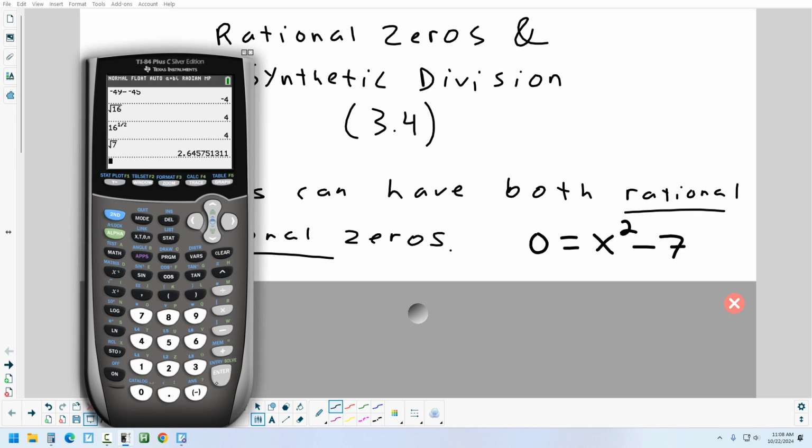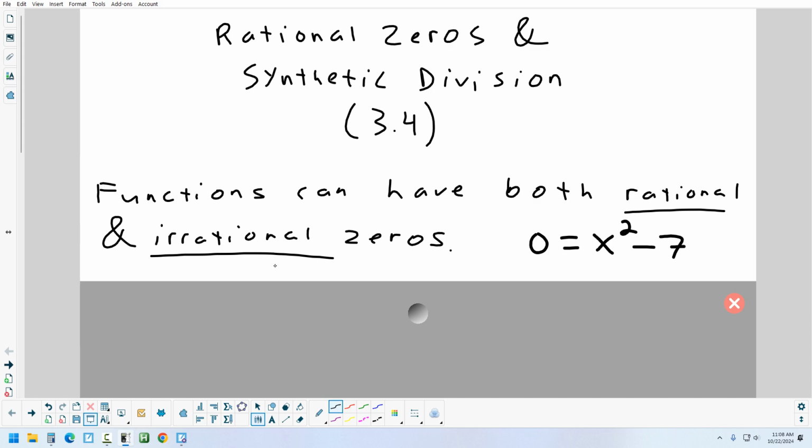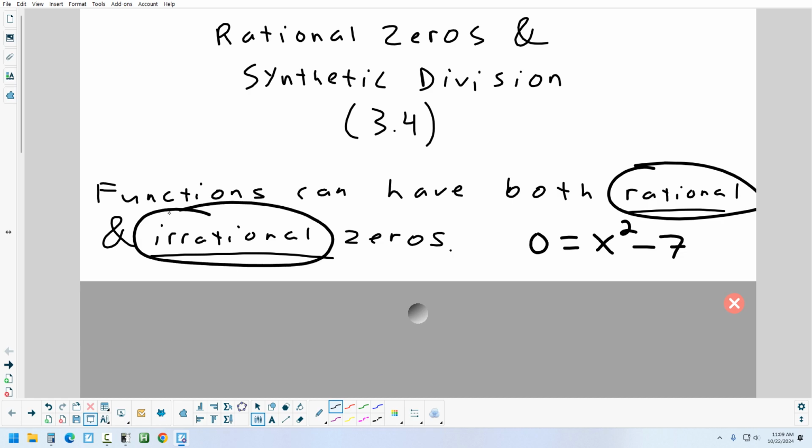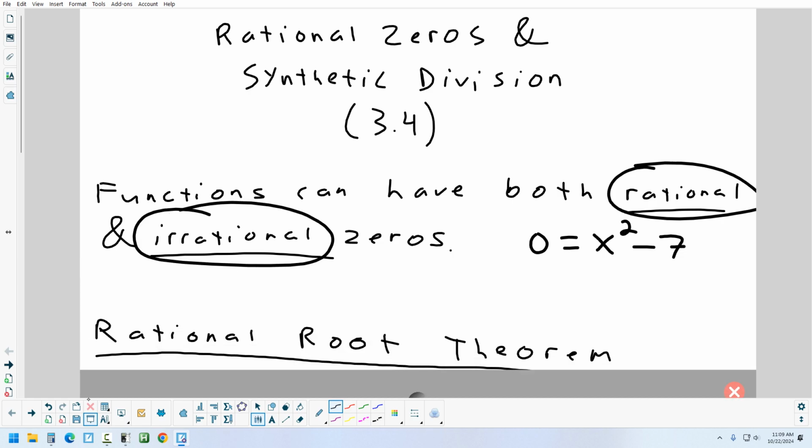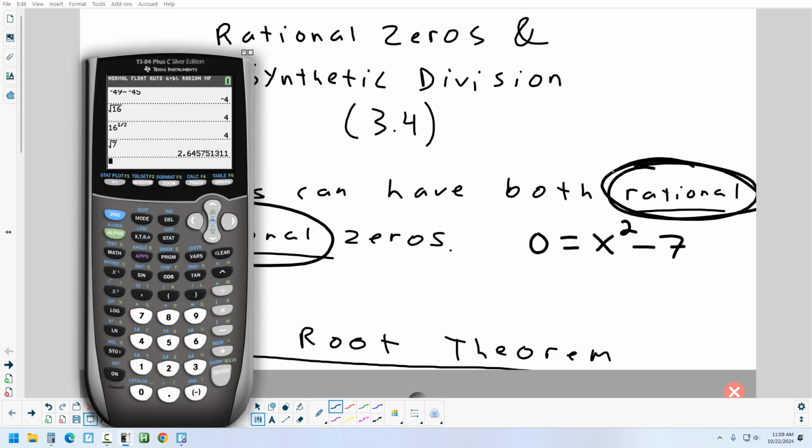There's no way to write a square root as a fraction unless it's the square root of a nice number, like square root of 4 or square root of 9. That's different. Okay, but square root of 7, you can't. So when you can write something as a fraction, we call that a rational answer. When you cannot, that's called an irrational answer. I'm going to show you guys a theorem for how you can find the answers that can be written as fractions. This theorem that I'm about to show you would not have done anything to help with this problem, because the answers to this problem cannot be written as a fraction.